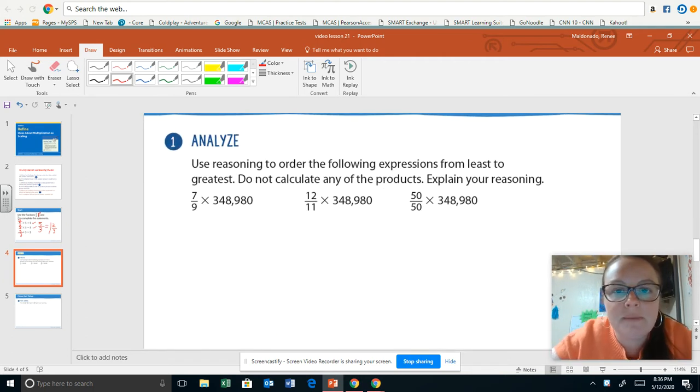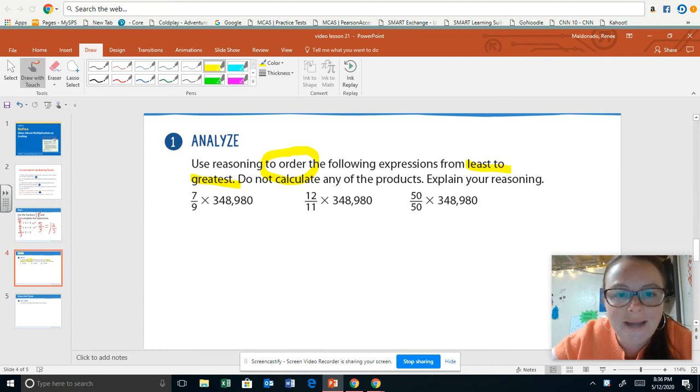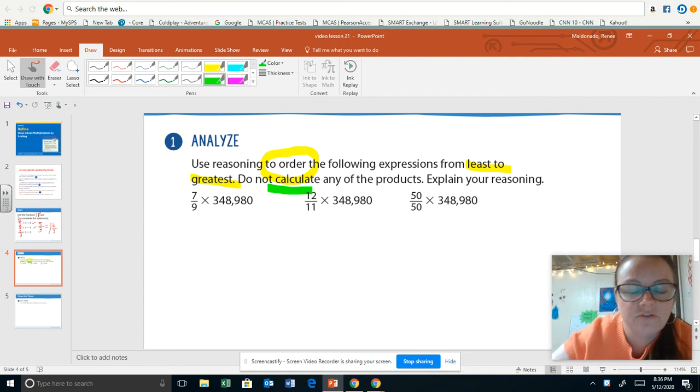Okay, this problem says analyze. This word is analyze. Use reasoning, use your noggin, to order the following expressions from least to greatest. All right, so I need to order least to greatest. Do not calculate. Use those fancy words. Do not calculate any of the products and explain your reasoning.